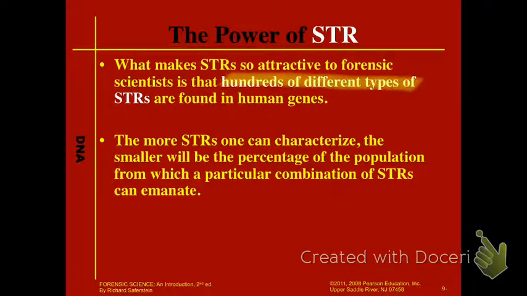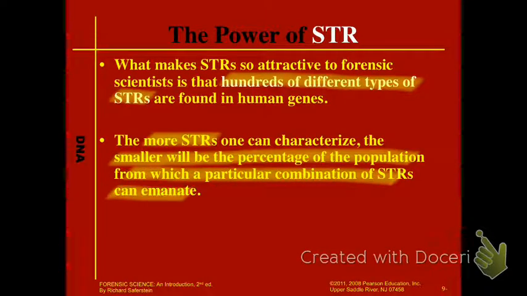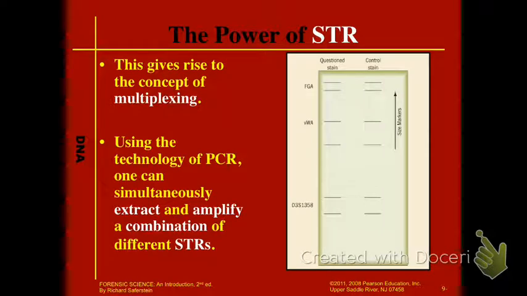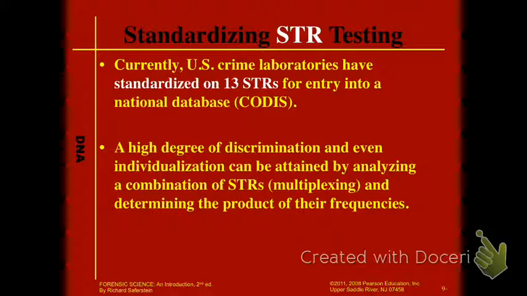There are hundreds of different types of STRs that are found in human genes. The more STRs we can use, the smaller the percentage of the population from which a combination of STRs can come. So we really get to individualize a person and create a unique DNA fingerprint. This is called multiplexing. So we can take out and amplify a combination of different STRs. And you see here where these banding patterns match. These two DNA samples came from the same individual.